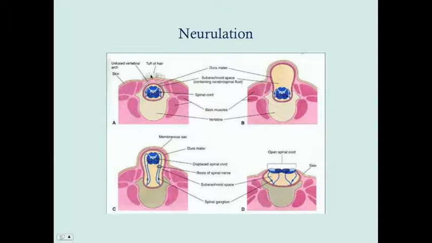Now you can get a tuft of hair, you can get a birthmark, you can get a dimple, but you might not have that, or it might not be noticed. So this is why it's called Spina Bifida Occulta, which means spina bifida that's hidden. Occulta means hidden. So this is Spina Bifida Occulta.